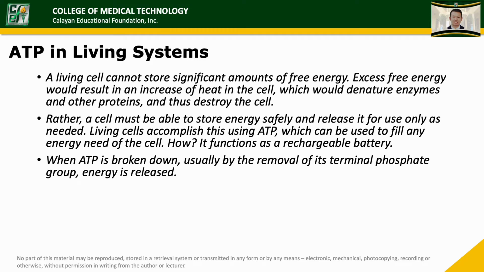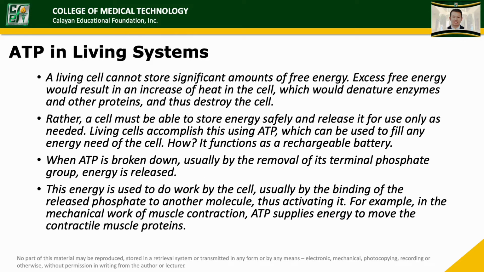So when ATP is broken down, usually by the removal of its terminal phosphate group, energy is released. ATP can be converted to ADP, or adenosine diphosphate, and then ADP can be further broken down into AMP, or adenosine monophosphate. The source of the energy is actually the bond between the phosphate groups.